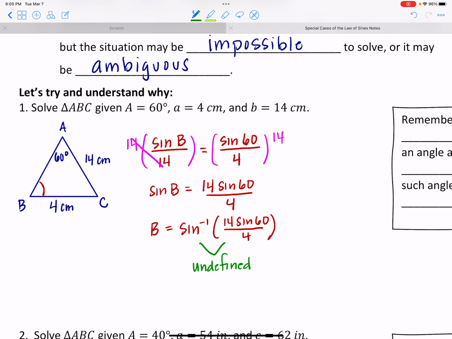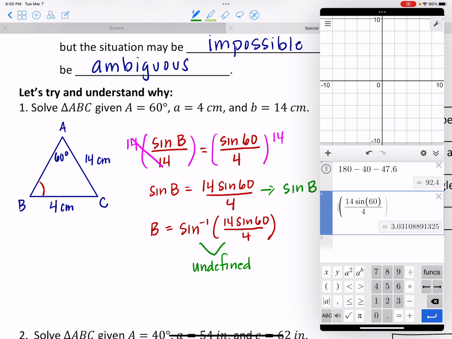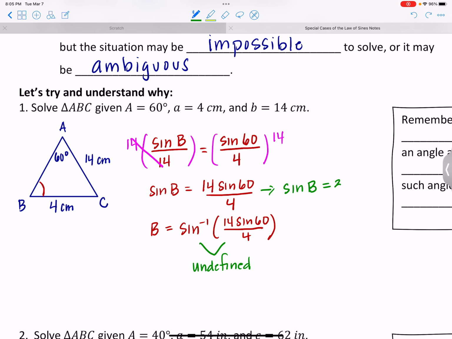Now why does that happen? I want to back up to this step right here. What I'm asking for here is to find the sine of some angle B such that it's equal to this ratio. Well, if I put just that ratio into the calculator without the inverse sine, then what we end up with is about 3.03. So we're trying to find an angle such that the sine of our angle is about 3.03. So why does this end up being something that's undefined?